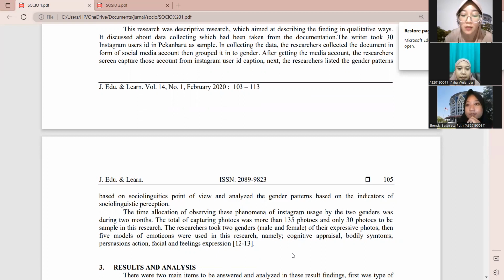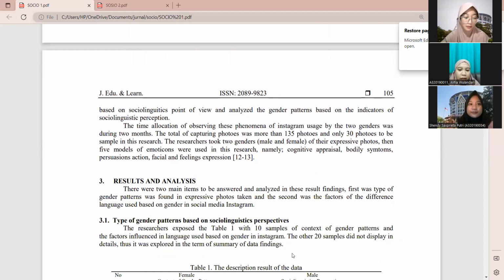Okay, thank you, Sandy. The next question is, what is the result of this article? There were two main items to be answered and analyzed in the result findings. First was the type of gender patterns found in expressive photos taken, and the second was the factor of the different language used based on gender in social media Instagram.